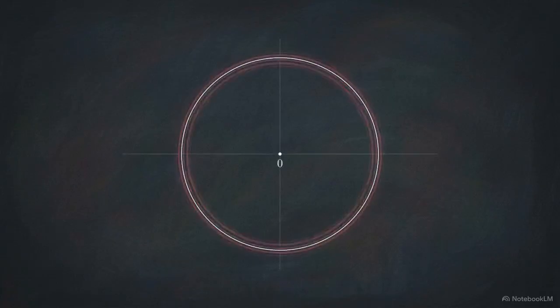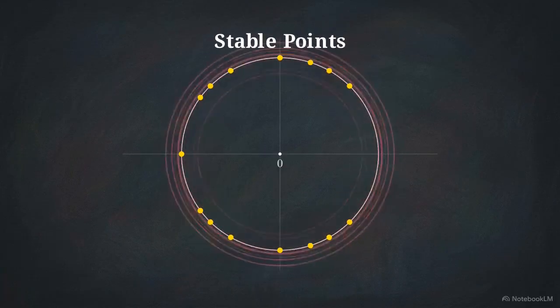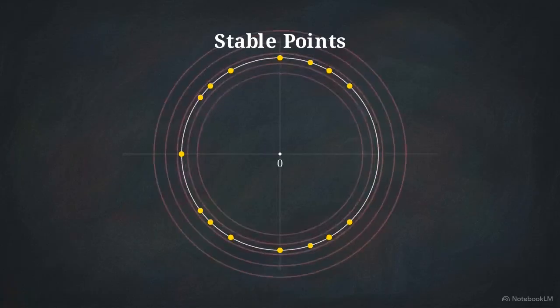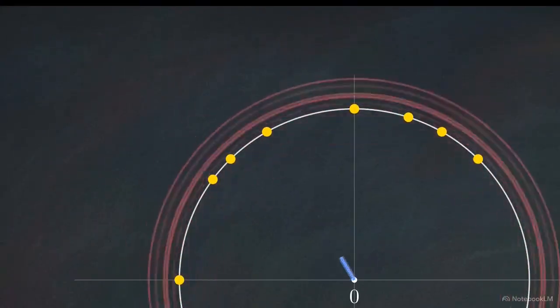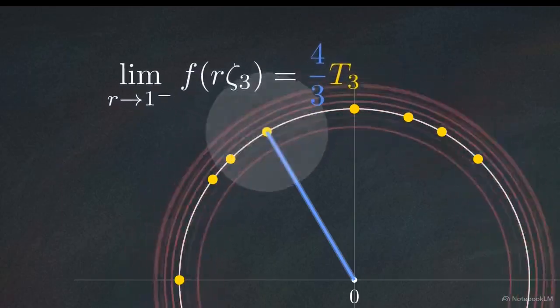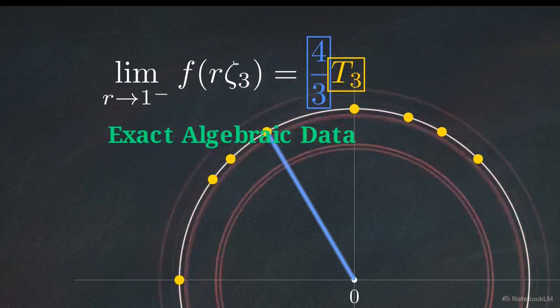However, specific rational points along this circle, known as primitive roots of unity, offer a different result. They remain well-defined, even as the rest of the boundary collapses into chaos. If we can mathematically pierce the boundary at these precise points, we can extract exact algebraic data from a region that usually refuses to yield anything but noise.